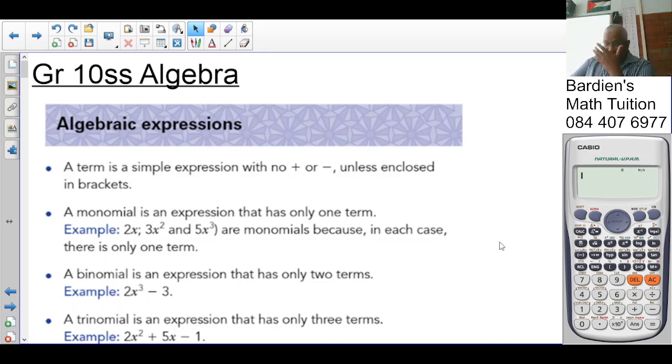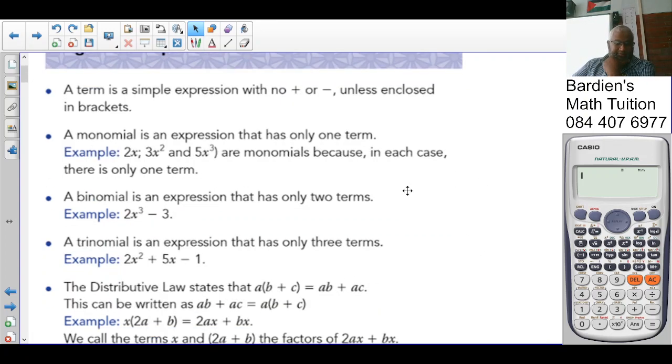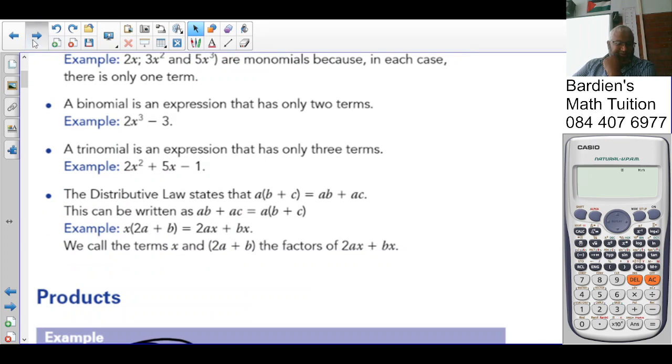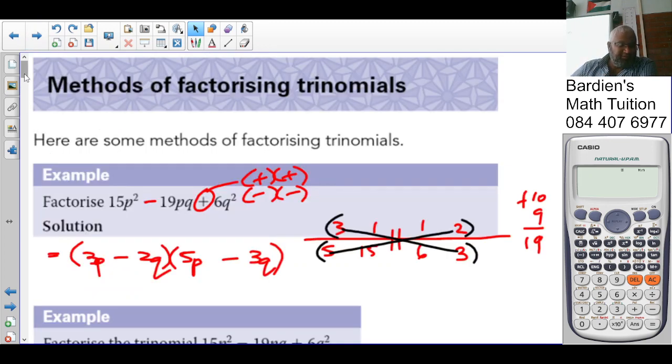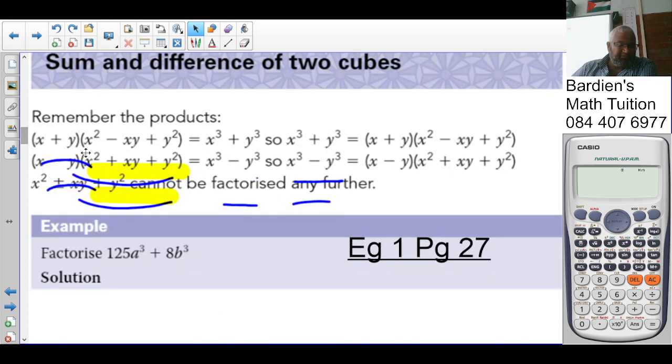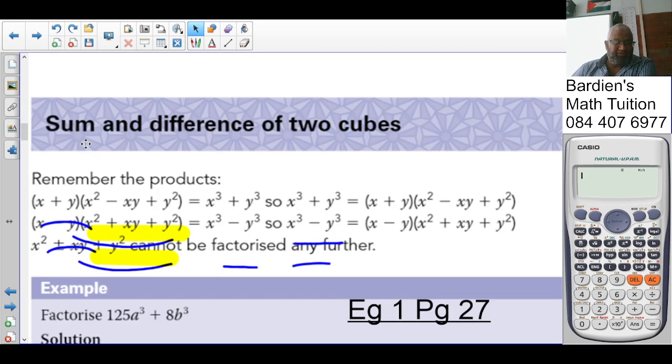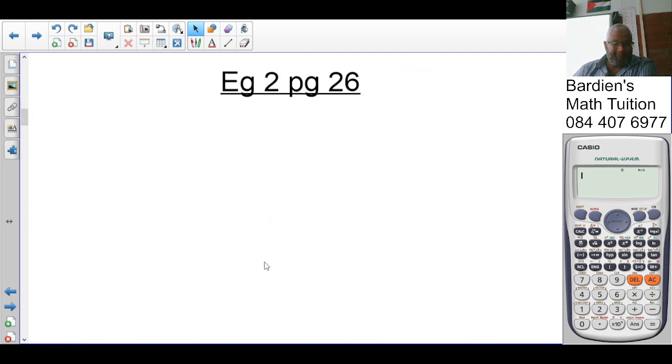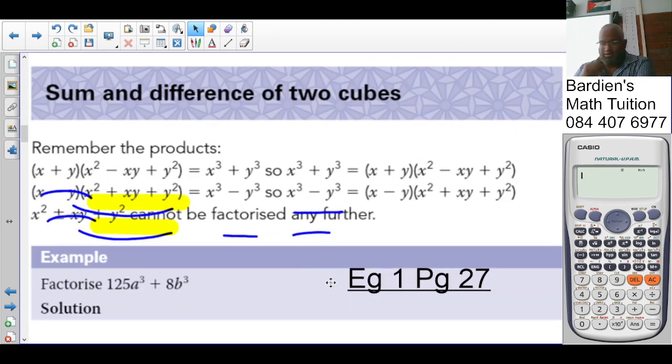Okay, good afternoon class. So at this point we're looking at algebra. I've done this lesson this morning, but for some reason or other I messed up the video in the recording. Okay, so we are looking at the sum and difference of cubes. We're looking at the example on page 27.